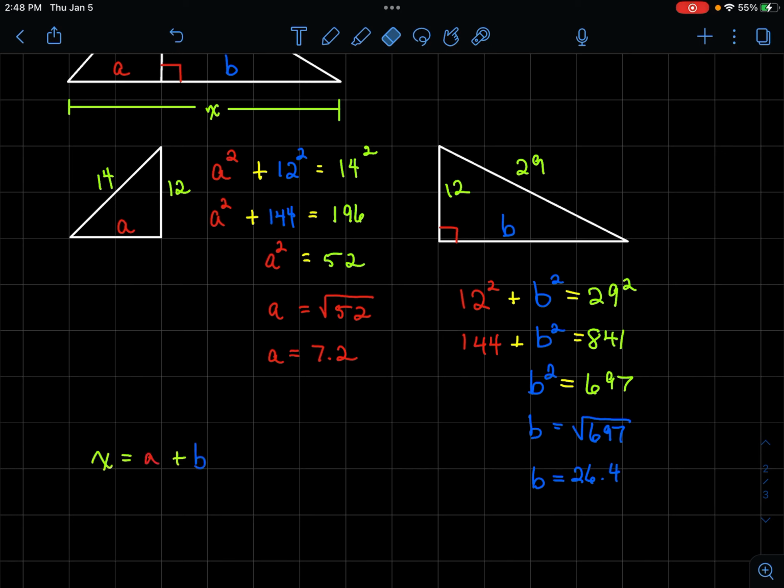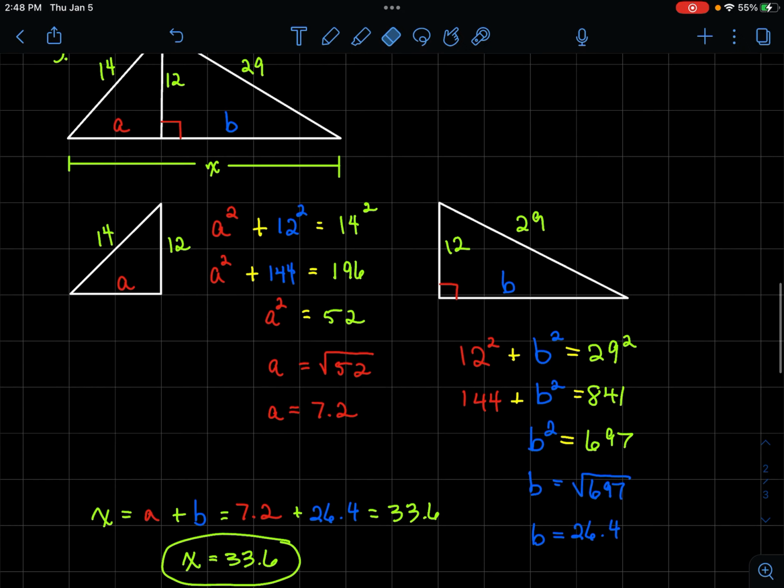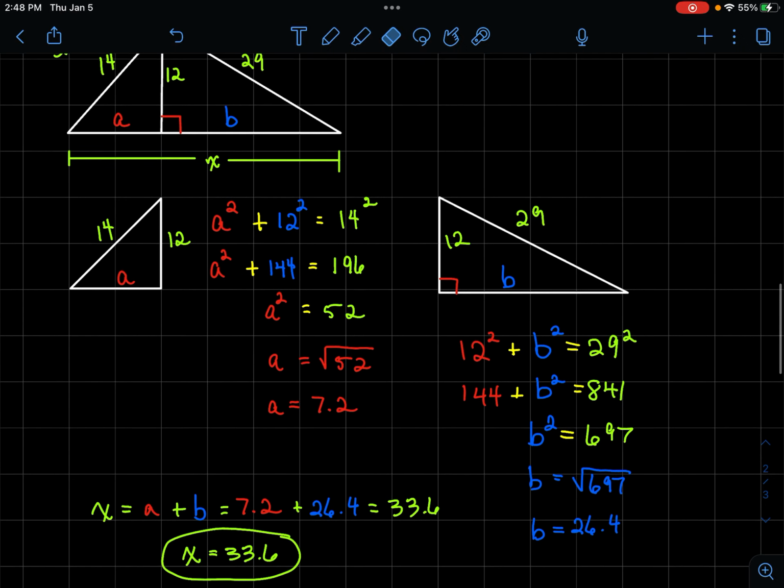We know that x would be the sum of a and b together. Plugging in those values of 7.2 and 26.4 gives us 33.6. So really the value for x, the length of x in the big triangle right above, is 33.6.